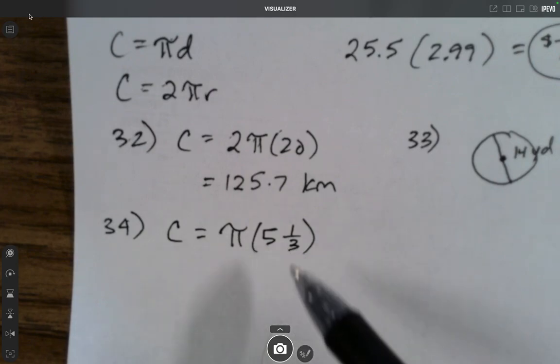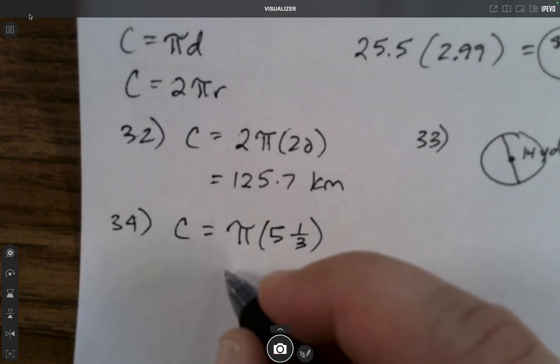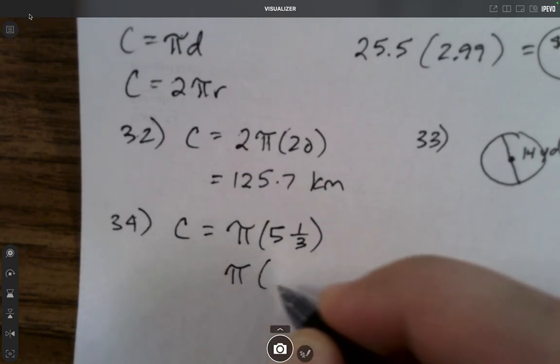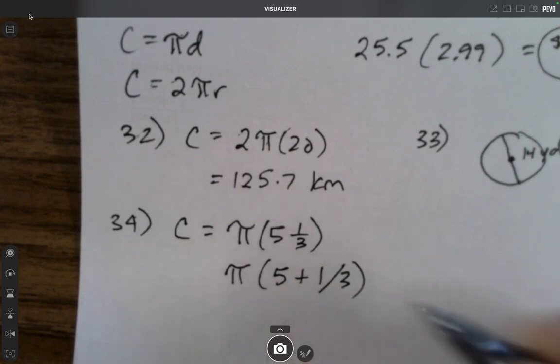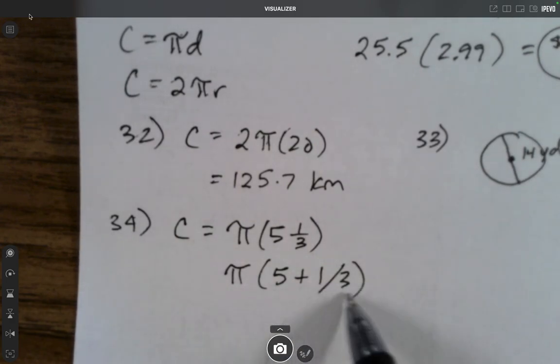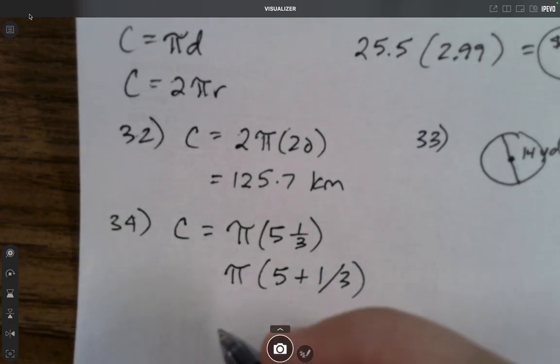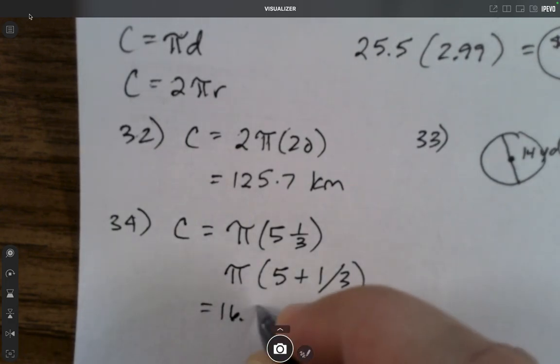when you're plugging 5 1/3 in the calculator, what you can do is do pi in the parenthesis 5 plus 1 divided by 3. So 5 plus 1/3, or 1 divided by 3, will give you what you need. Or you can just type this in first, and once you get the result, multiply by pi. That turns out to be 16.8 feet.